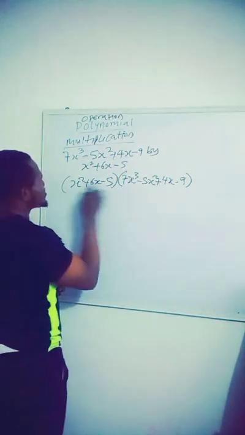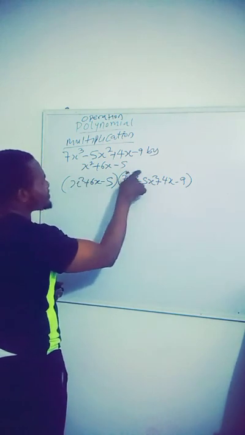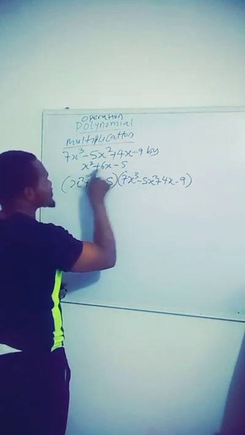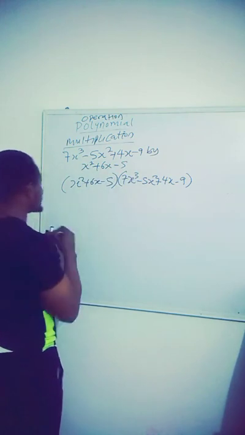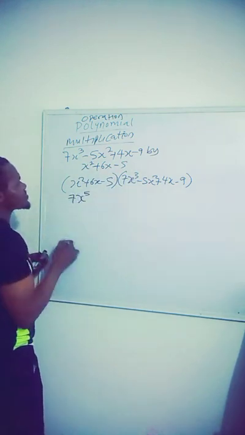x squared times 7x cubed. You will be adding the power of x. That is 2 plus 3, which is 5. So it becomes 7x raised to power 5.